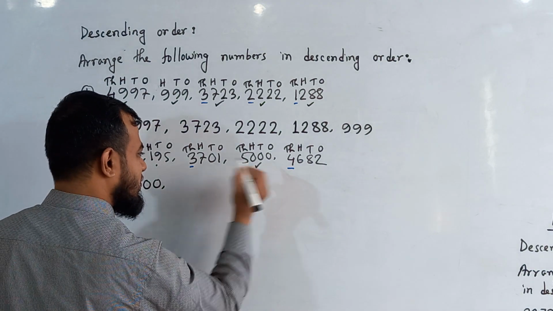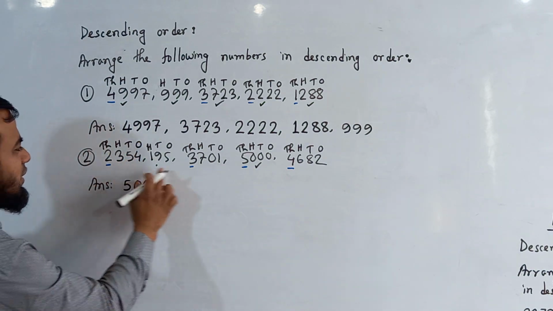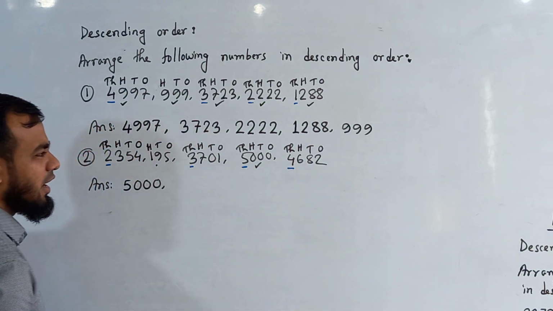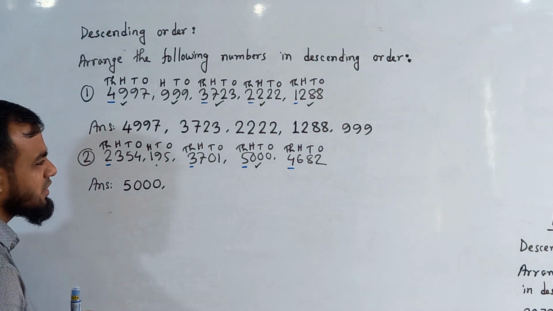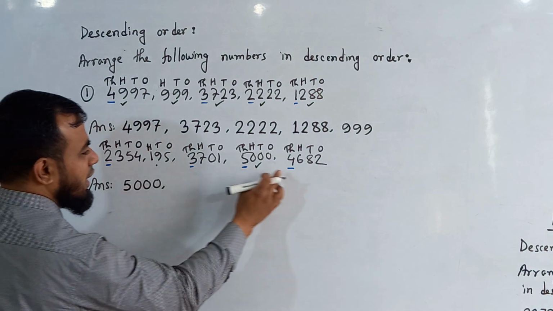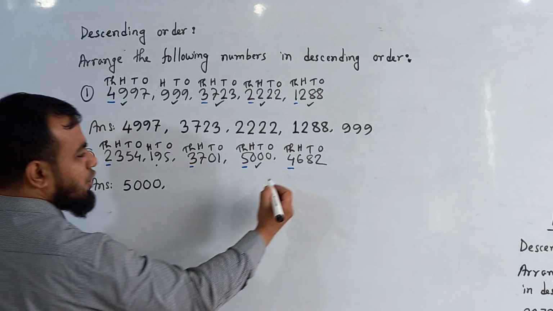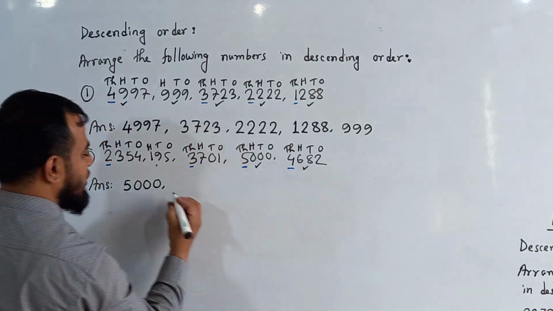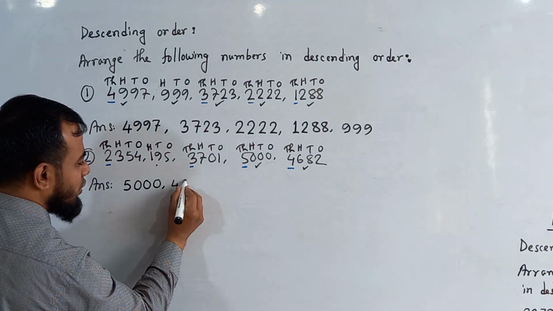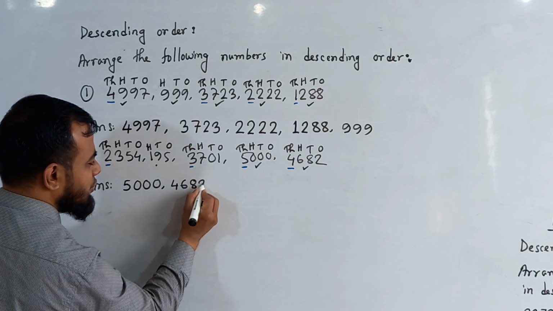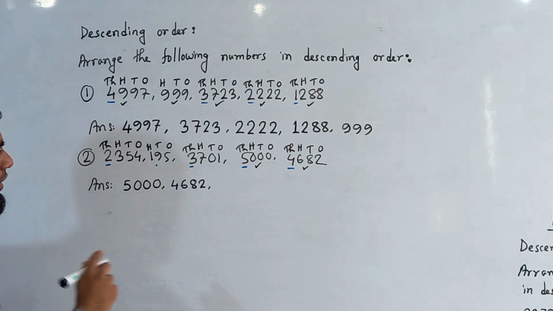So this 5000 is done. Now we have 3 numbers which have the highest place value thousands. So compare these 3 now. It's 2, 3 and 4. Among these 3, 4 is the highest. So this number will be the second number, 4682. Now this is done.